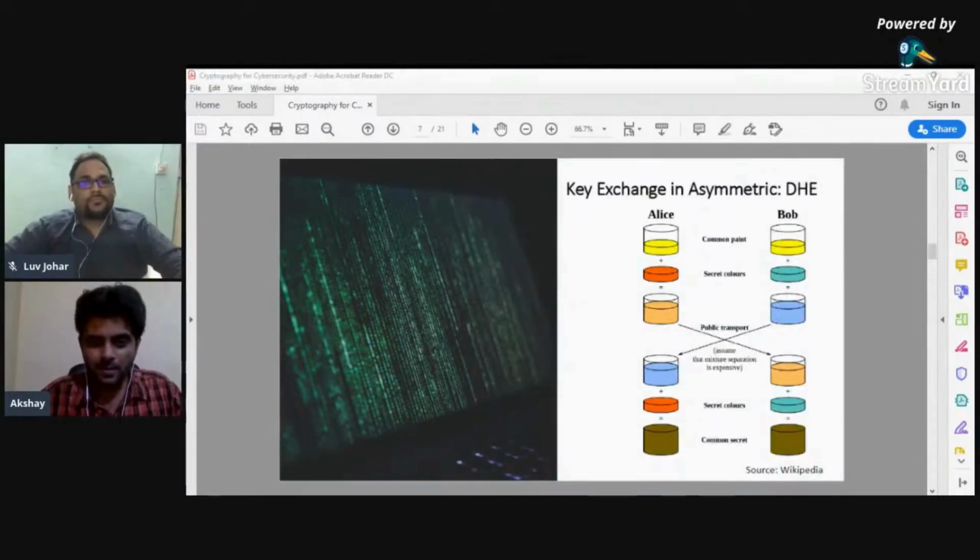A lot of us have heard about a concept called the Diffie-Hellman algorithm. It was developed by two gentlemen, Mr. Diffie and Mr. Hellman.